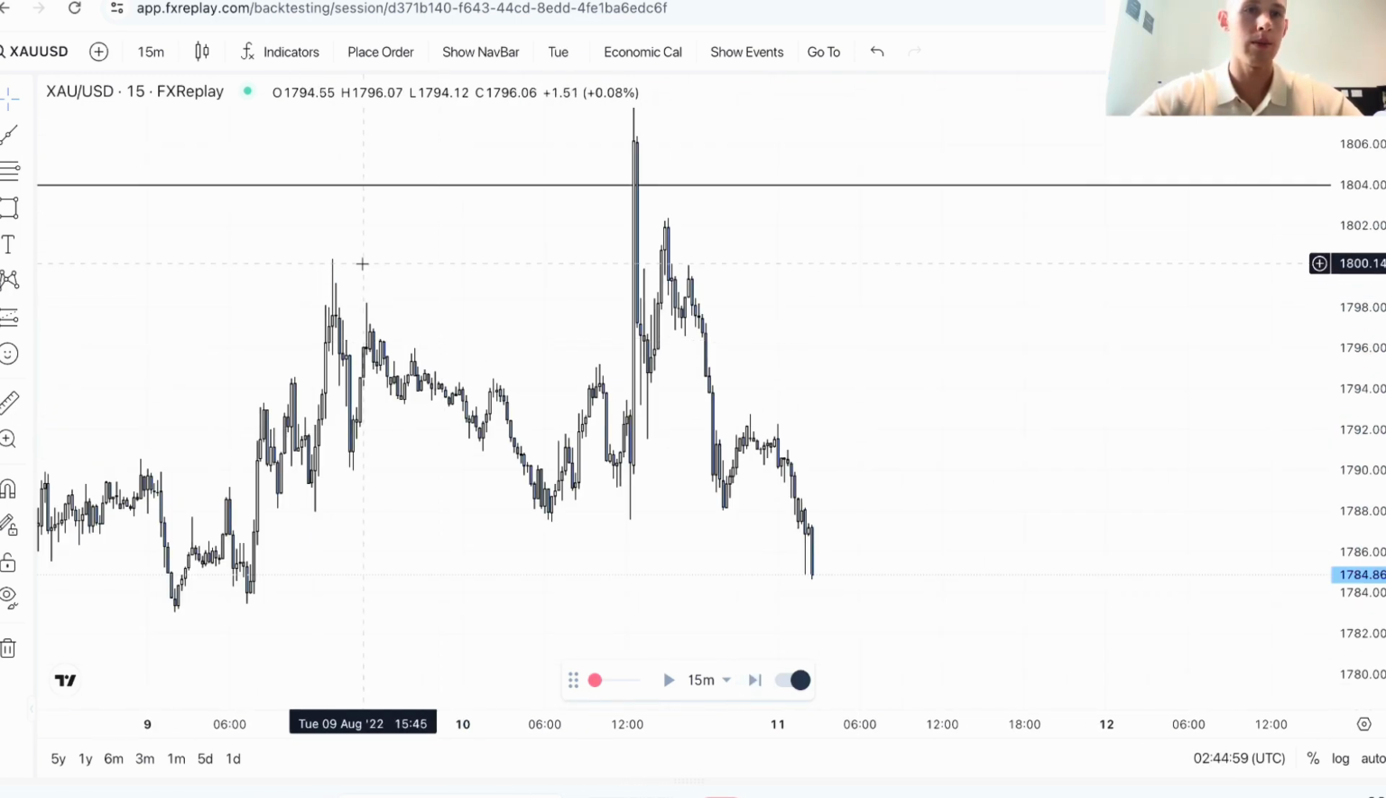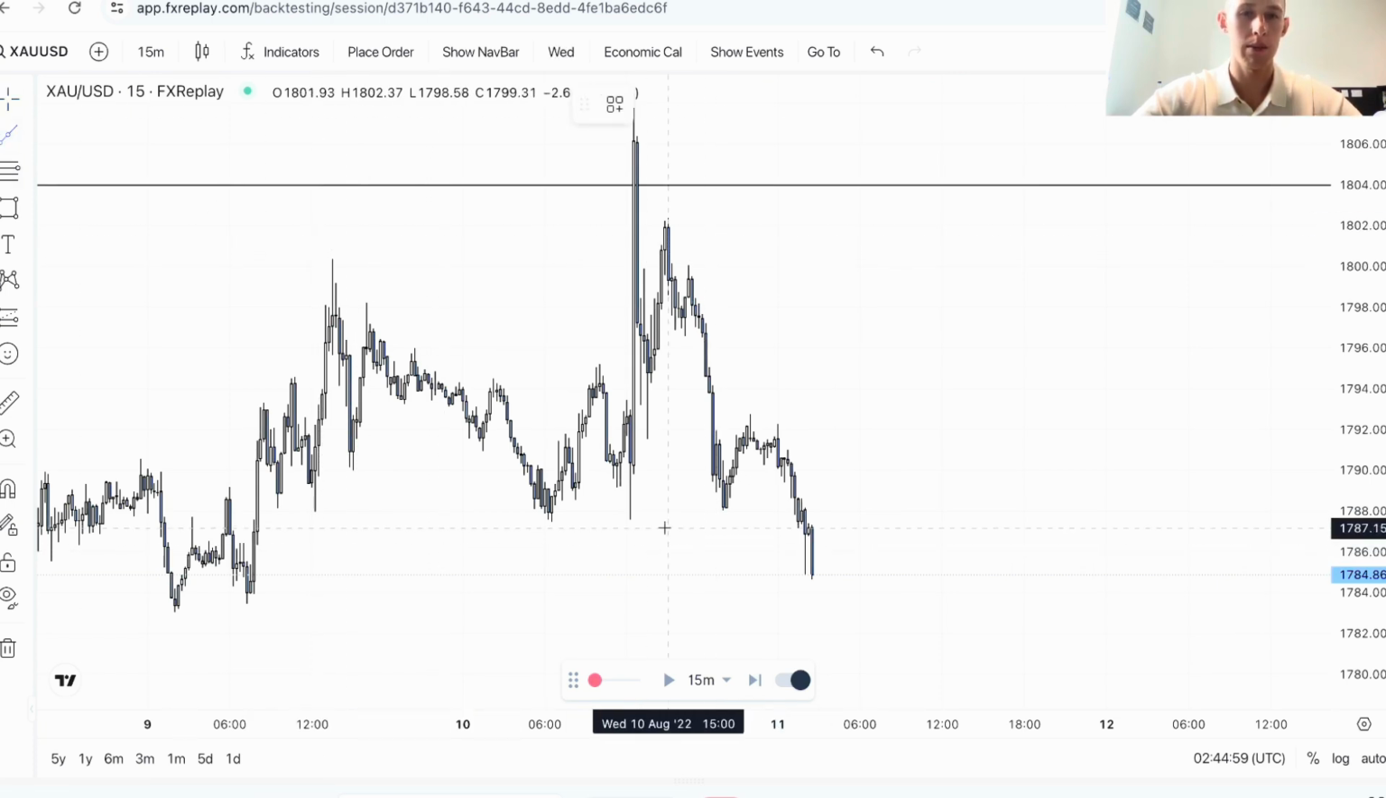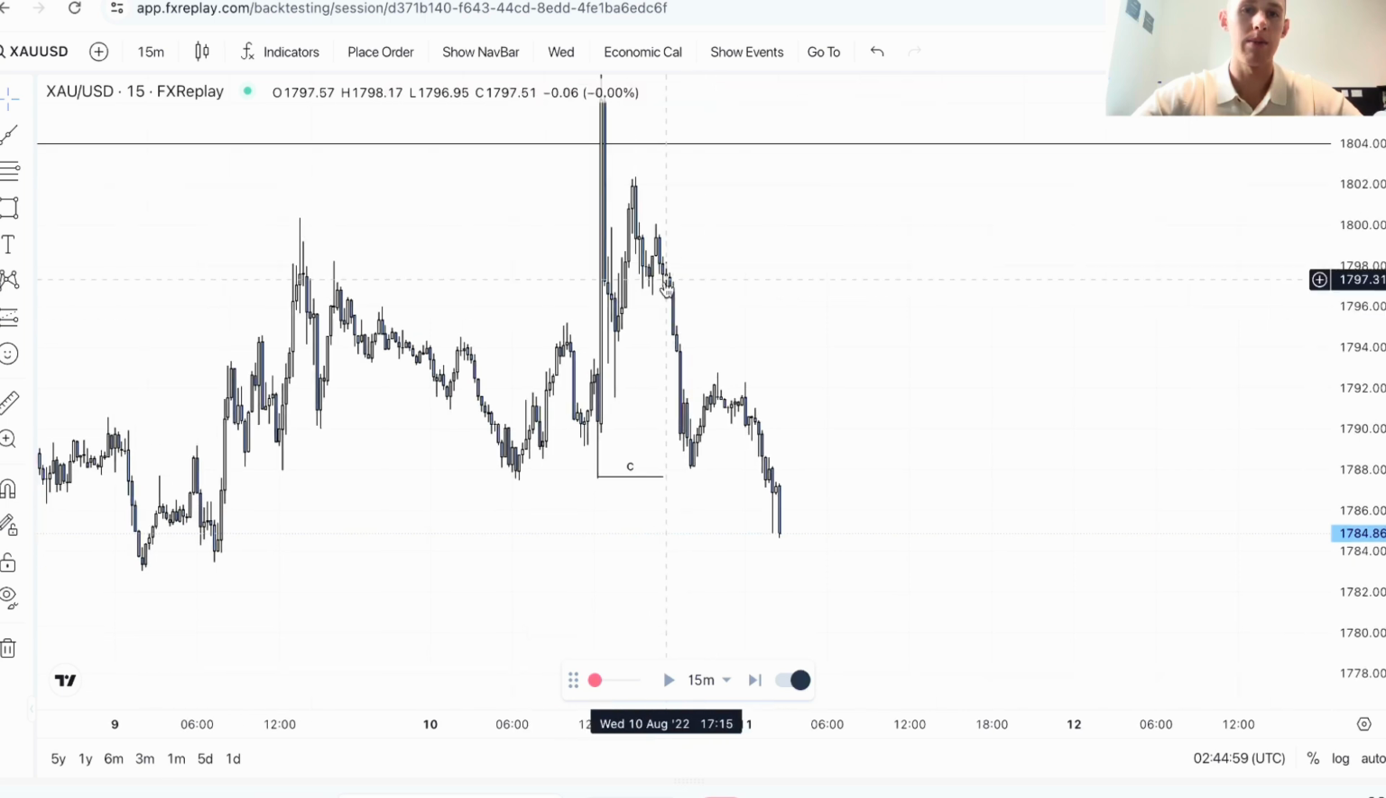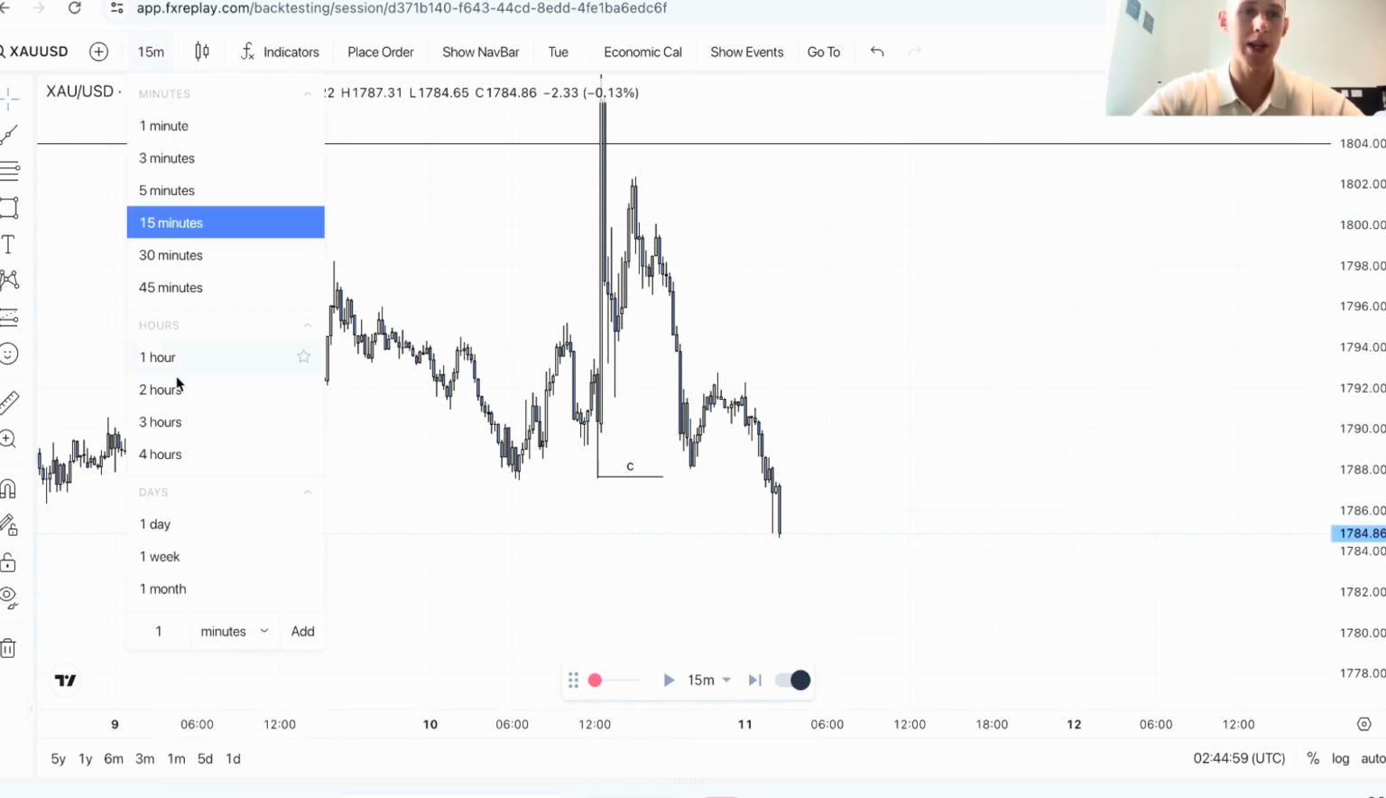Cool, so there you go. Sweep of this previous high. Price then broke structure. And clearly the overall structure has now shifted bearish because we've had a decent amount of momentum coming into this low, and then price broke straight past it.